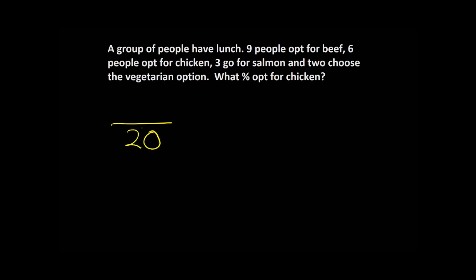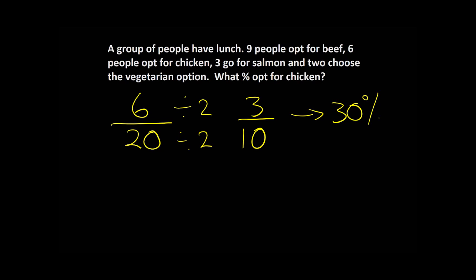Now they've asked us about chicken, so the number of people who went for chicken is the number that's going to go on top, so that's 6 over 20. So that's our initial fraction. So now we're going to simplify that fraction. We can divide the top and the bottom by 2. That gives us 3 over 10. And because they've asked us for that as a percentage, 1/10 is 10%, so 3/10 leads us to 30%.